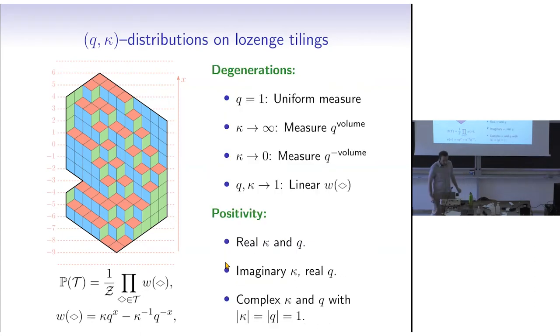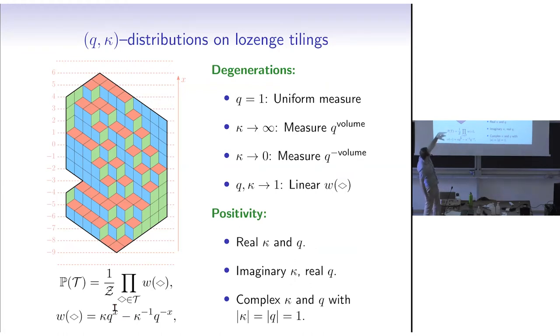Okay, now this measure has many interesting degenerations. For example, if you set q equal to 1, then the dependence on x disappears, and you can absorb kappa and kappa inverse into the normalization constant. So then it's just the uniform measure, our old friend. If you send kappa to plus infinity, then what will happen is that in this formula only the first term will survive. So that will be weight q to the x.